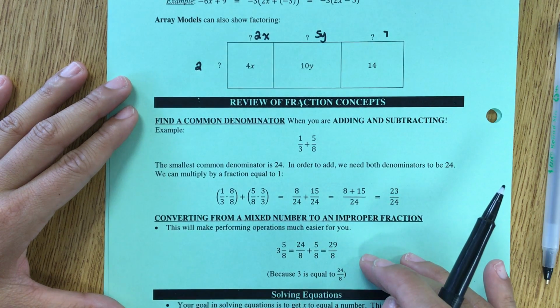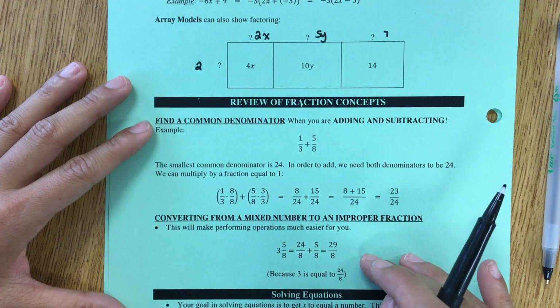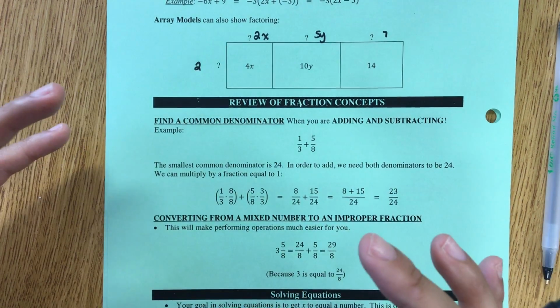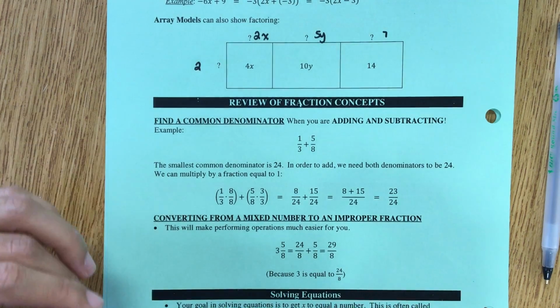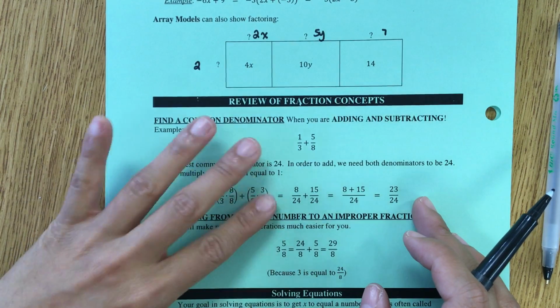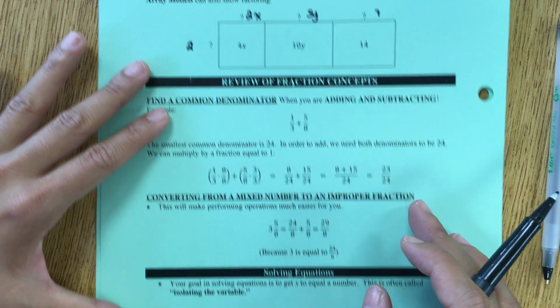Down here is just a bit of review on how to do fractions, because like I told you, there is one problem in your test that is extra credit that deals with combining like terms with fractions. So check up on this if you guys are still having a little bit of trouble with it.